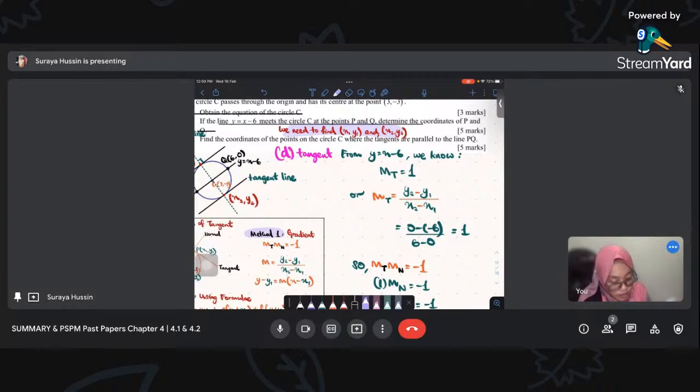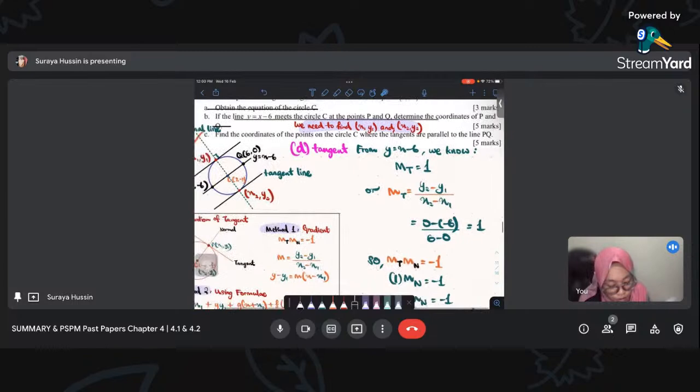Okay. So soalan dia, kena cuba faham soalan dulu. Find the coordinates of the point C. Bukan off. Find the coordinates of the points on the circle where the tangents are parallel. I think you all should highlight this. The tangents are parallel to the line PQ.